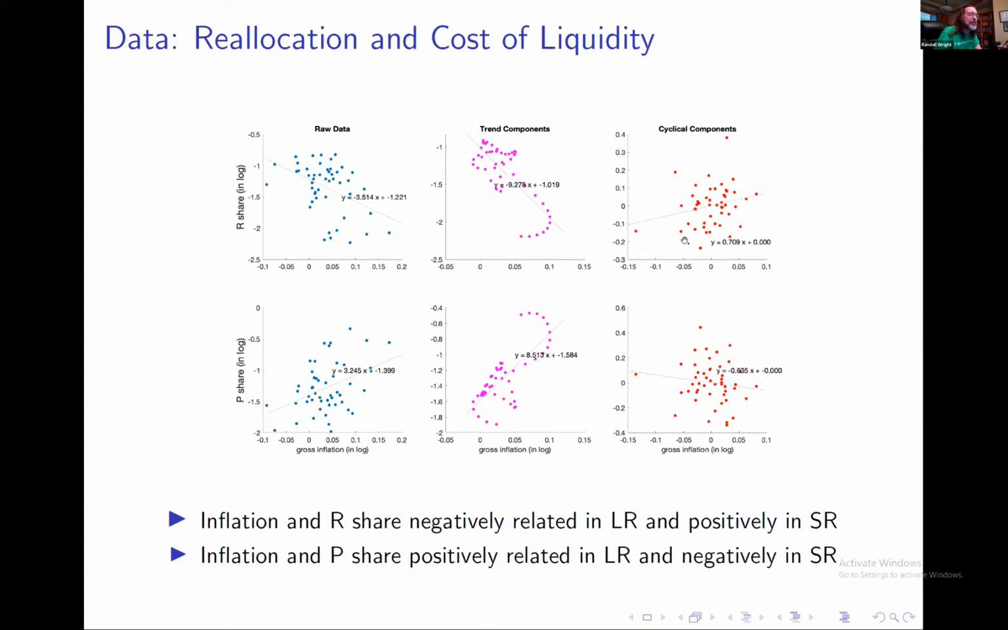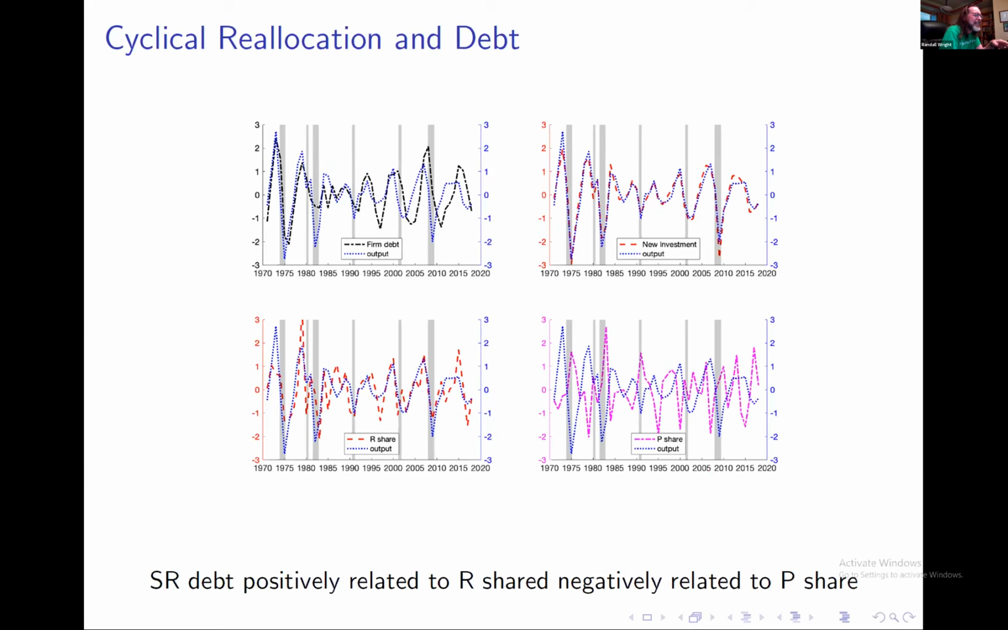And then down here, we'll look at the P share. It's positively correlated in the raw data, with a stronger positive correlation in the long run data, and decreasing in the short run data. So we have this interesting phenomenon here. Inflation and the R share are negatively related in the long run and positively in the short run. And you can read the last one: positively in the long run and negatively in the short run. So this tells us we're going to need a couple of shocks. Credit's important. I'm going to skip over this quickly. It just shows that the R share is negatively and the P share positively related to debt, to borrowing.